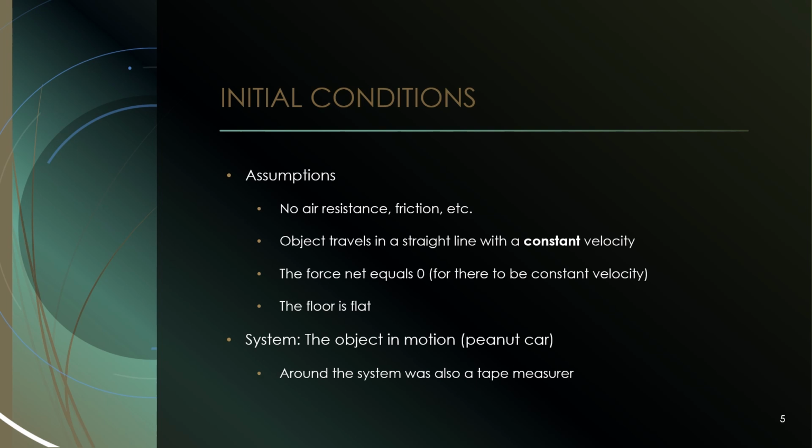The initial conditions of this experiment are that the system has the object in motion, the peanut car, and around the system was also a tape measure. Now, the assumptions I've drawn are that there was no air resistance, friction, or any additional forces in the system. That means also all the net forces equaled 0 for there to be a constant velocity. I also assumed that the floor was flat, at least that is what Georgia Tech dorms tell me. And then I assumed that the object traveled in a straight line with a constant velocity.